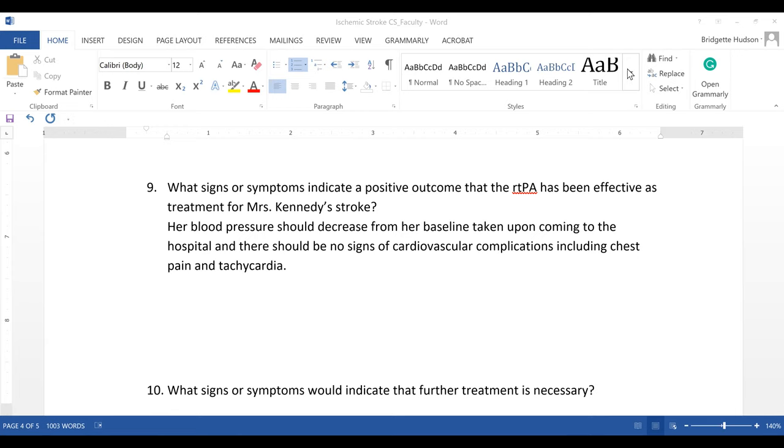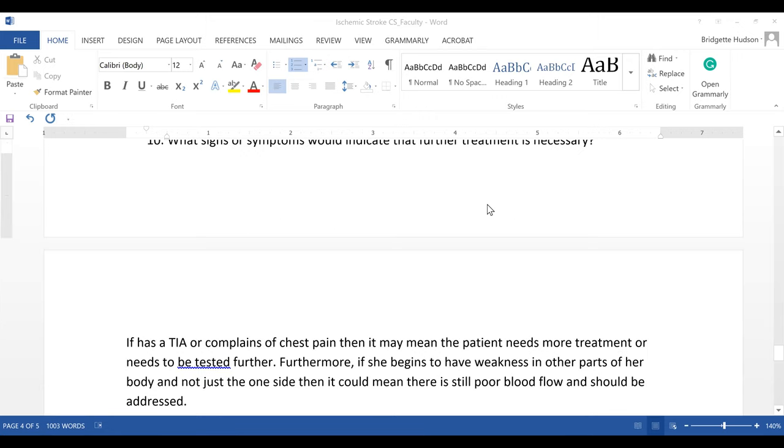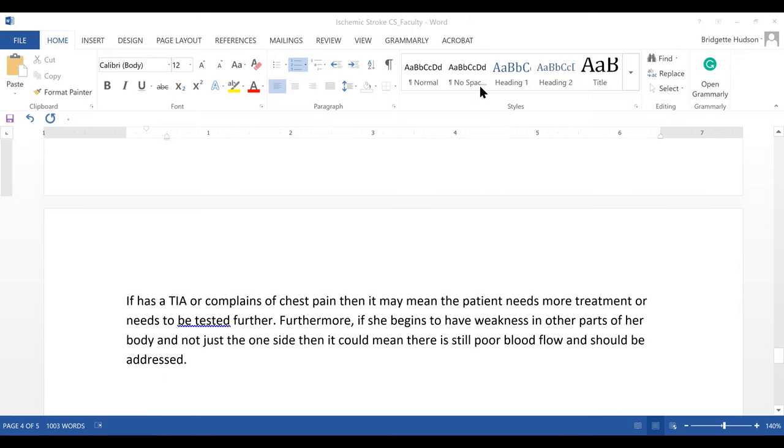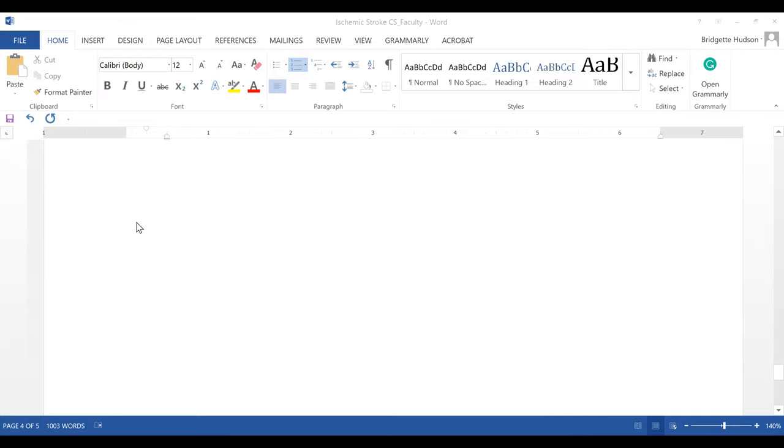So this means that the TPA she received isn't working. So along the lines of what we were looking at, her confusion and things of that nature. If they complain of chest pain, then this is going to need further treatment. She begins to have weakness in other parts of the body. It's not just on the left side, it's now on the right side, then that will let us know that this isn't working. Yep, loss of function or dysphagia. So any worsening in signs and symptoms. And that was that.